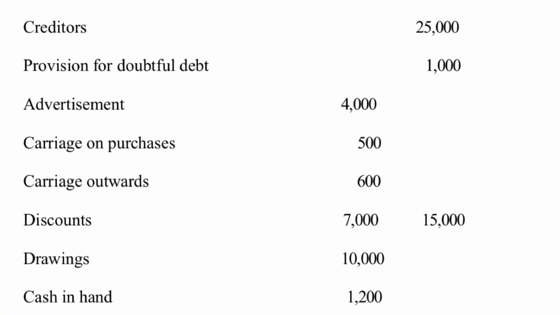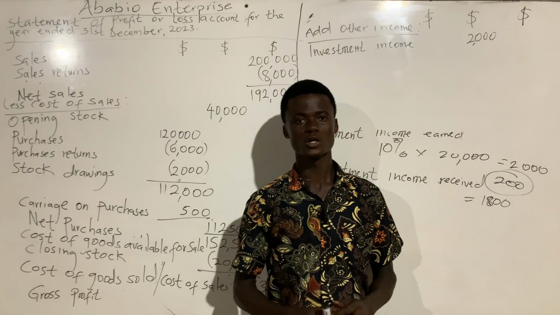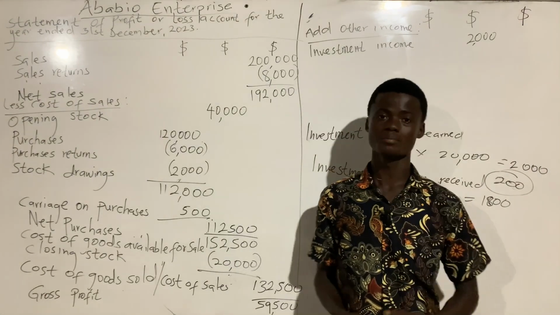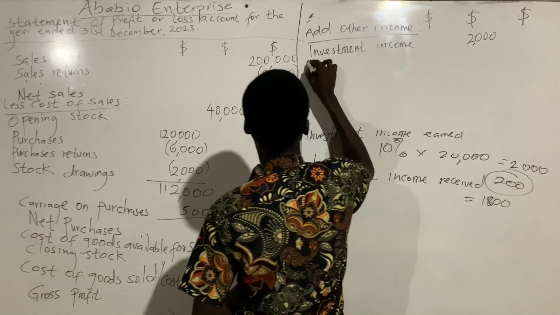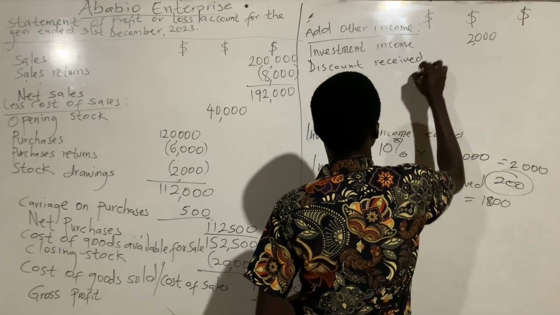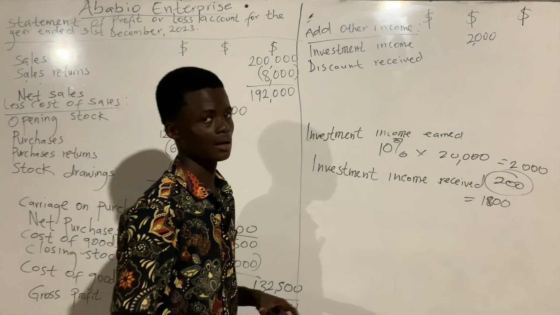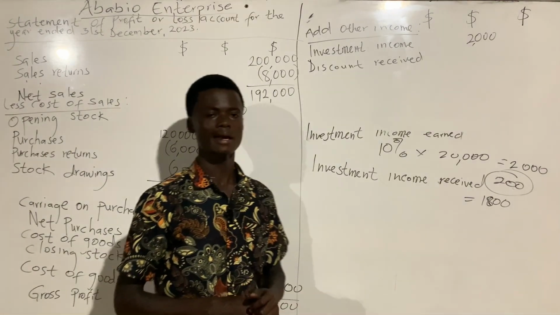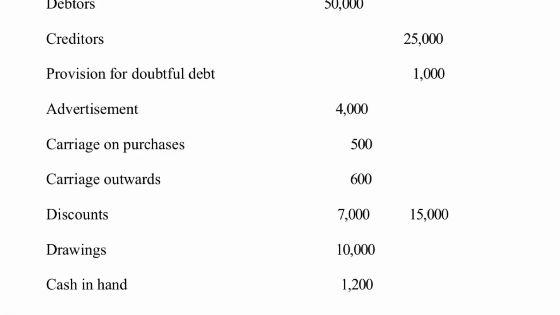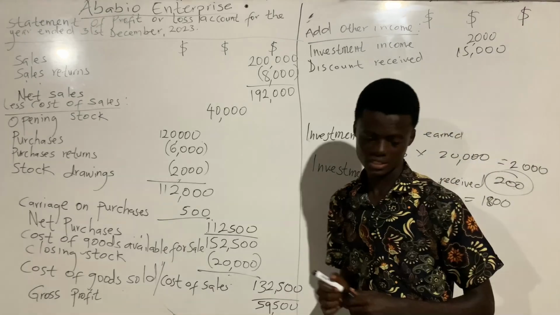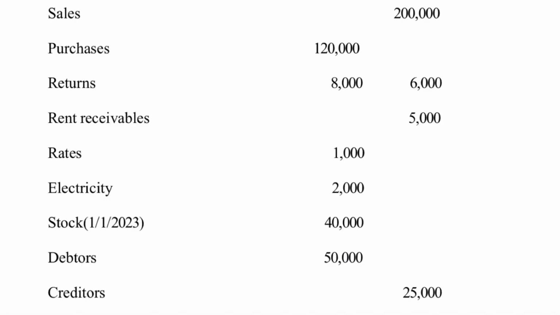After that, we have discount received also on the trial balance, and that's on the credit side, because we all know that discount received is a revenue and all revenues have credit balance. So we will write our discount received. The opposite of discount received is discount allowed, and discount allowed is an indirect expense. So it will be treated when we get to the indirect expenses portion. So the figure for discount received is $15,000. After the discount received, we have other revenue of rent receivables.